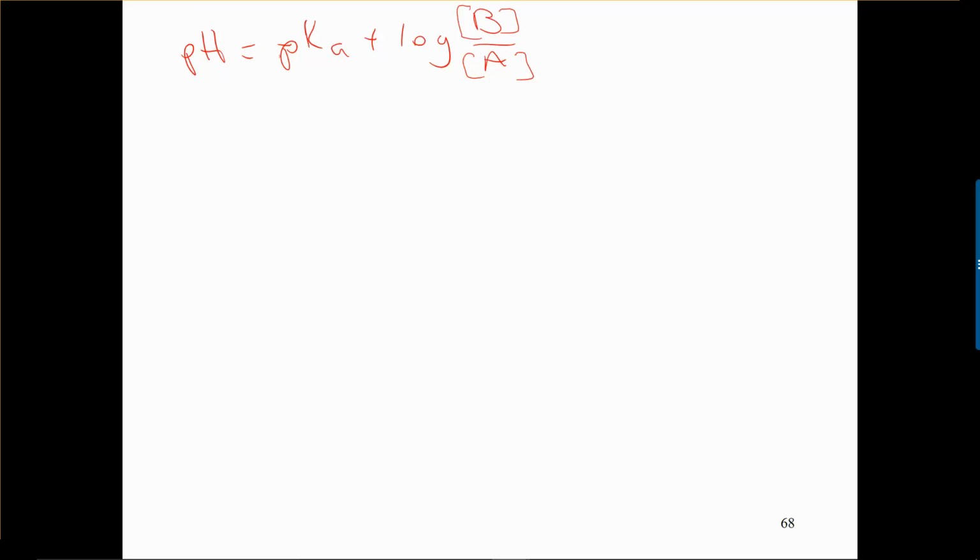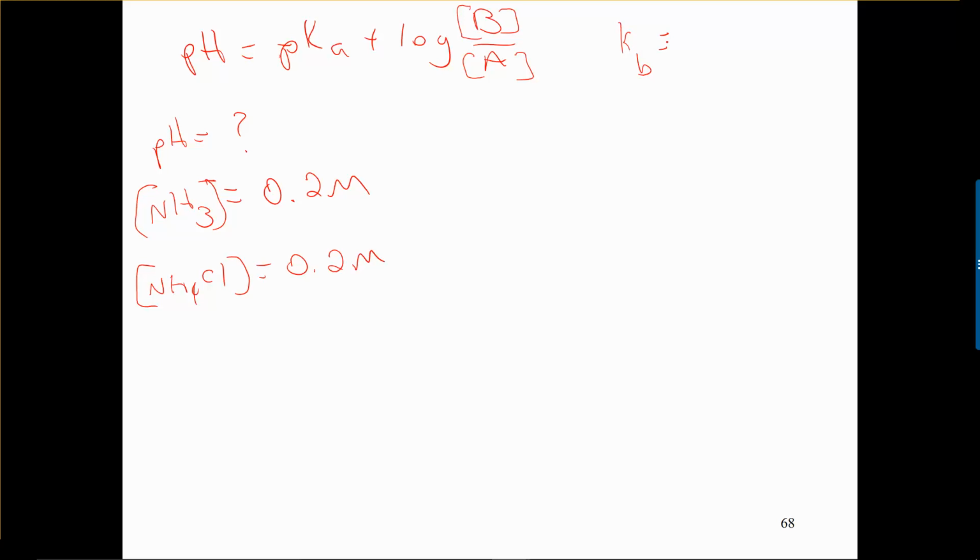Okay, so I want to calculate what the pH equals if the concentration of NH3 equals 0.2 molar, and the concentration of NH4Cl is equal to 0.2 molar. Okay, let's see, this is for, and I'll tell you the Kb equals 1.8 times 10 to the negative 5.